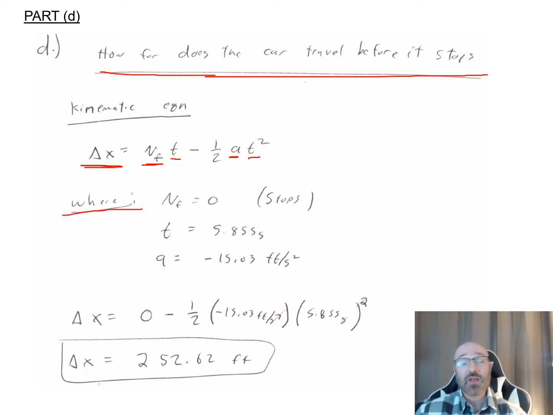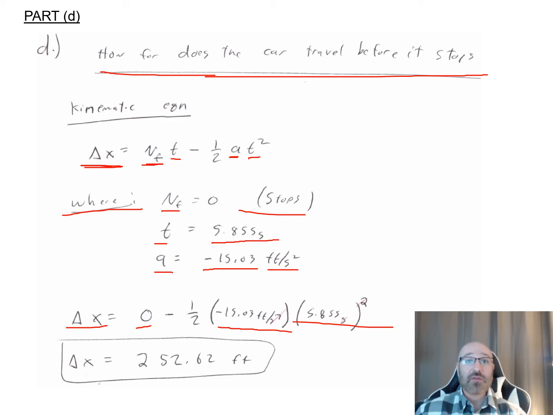So before we plug in, I like to make a little side note. These are all the values I have that I can plug in here. My v sub f is 0 because it comes to a stop. My time is 5.855 seconds. And my acceleration is a deceleration, so it's negative 15.03 feet per second squared. Going back to my governing equation, I plug in: v sub f is 0, my deceleration term is negative 15.03, and my time is 5.855.